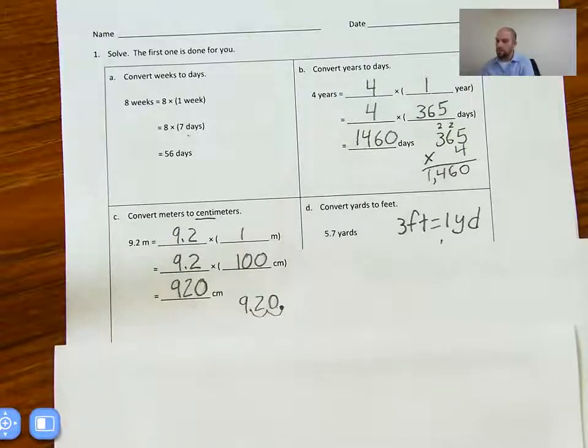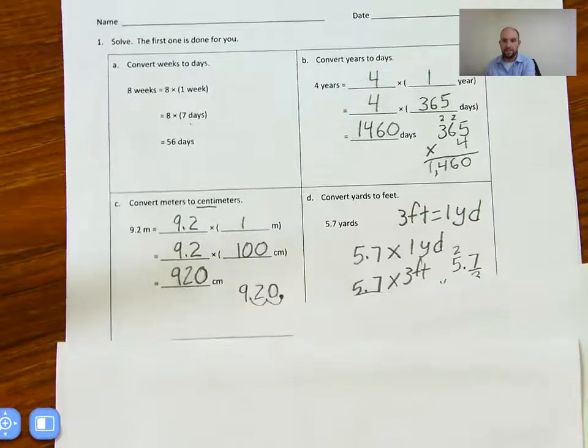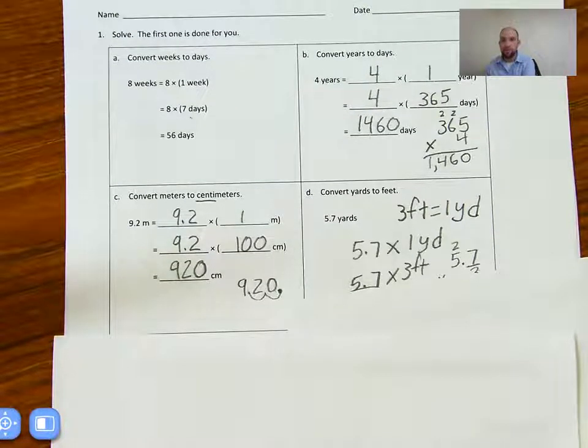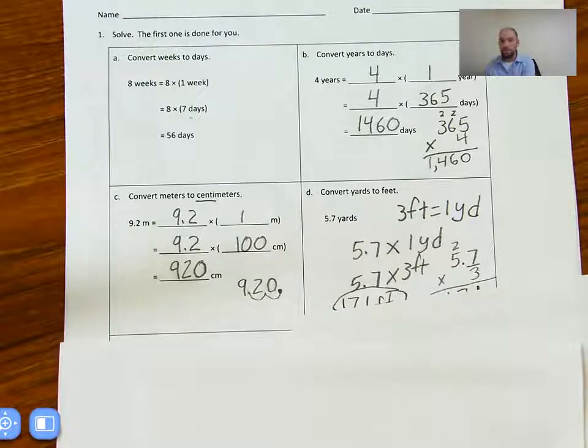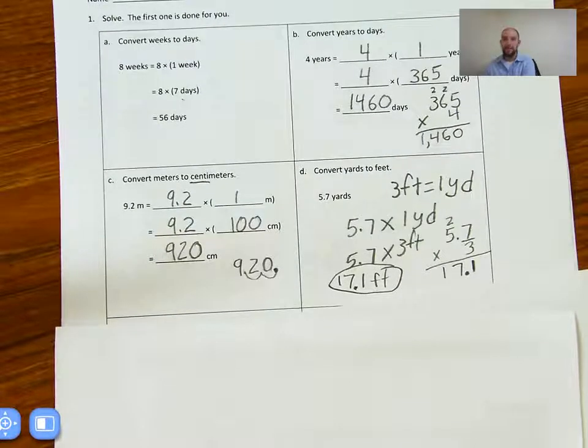In letter D, we're going to be converting yards to feet. I know that 3 feet equals 1 yard. So we have 5 7/10 yards, the same as 5 7/10 times 3 feet. We'll have to multiply 5 7/10 times 3, and we get 17 1/10 feet.